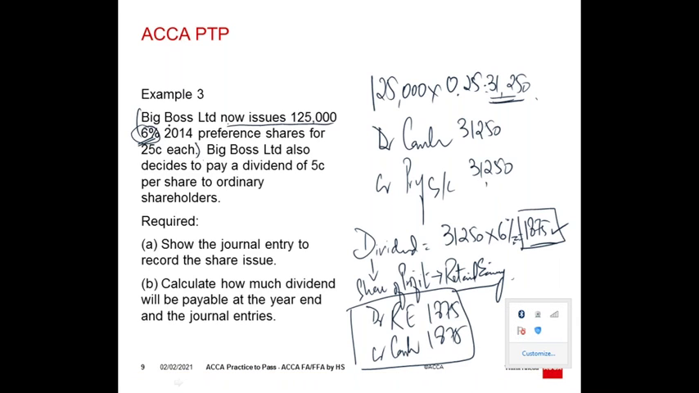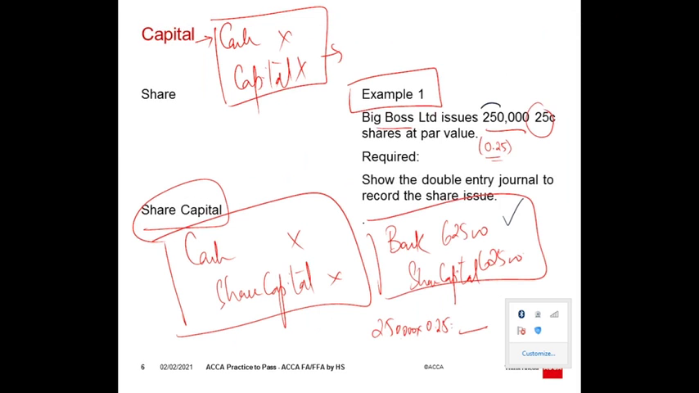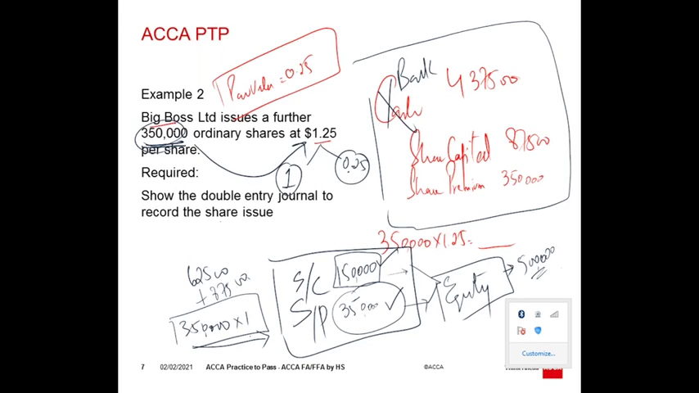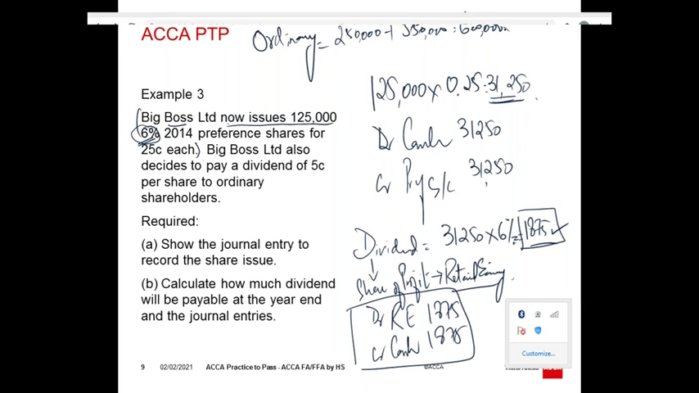So the name of the company is still the same, Big Boss. That means this question is also related to question number 1 and 2. If you remember, in question number 1, we issued 2,50,000 shares, and in question number 2, we issued 3,50,000 shares. So how many ordinary shares have we issued up till today? Previously 2,50,000 shares plus subsequently 3,50,000 shares, so the total number of shares the company has issued till today is 600,000 ordinary shares.